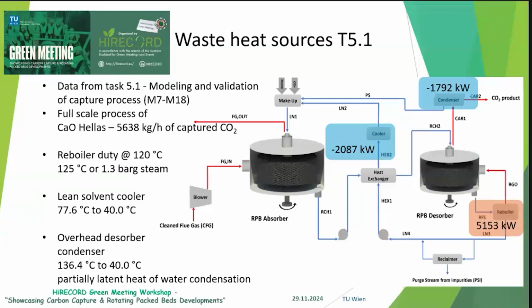Then the main waste heat sources, which are cooling demands from the perspective of the capture process itself: we have the lean solvent cooler, which has a duty of about 2 megawatts, right upstream of the absorber. The other one is the condenser, shown here at the top, about 1.8 megawatts of thermal capacity. I've also noted the temperature levels here. The lean solvent cooler is roughly 80 to 40 degrees, and it's all sensible heat. The overhead condenser is about 140 to 40 degrees, and there's some water vapor condensing in there.